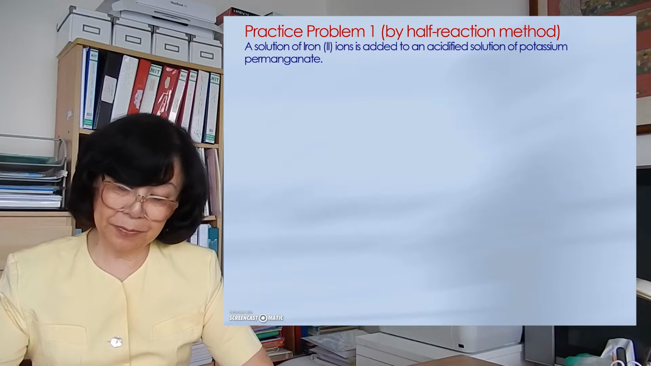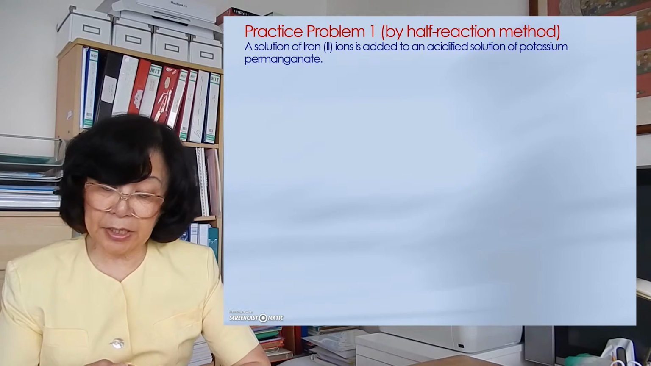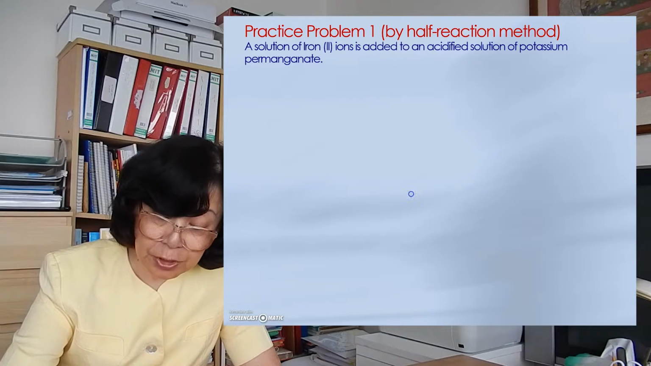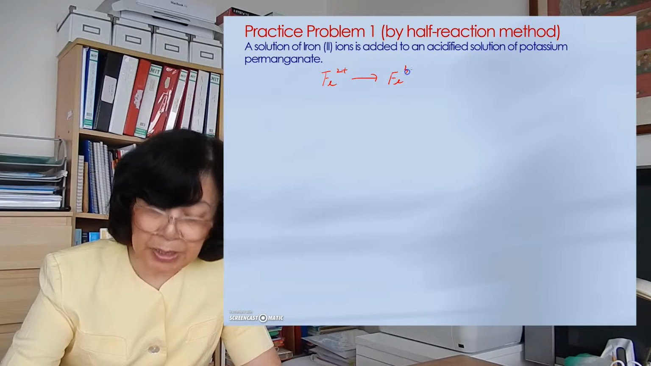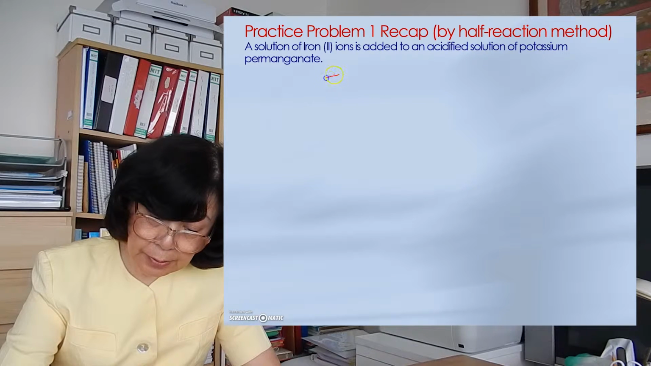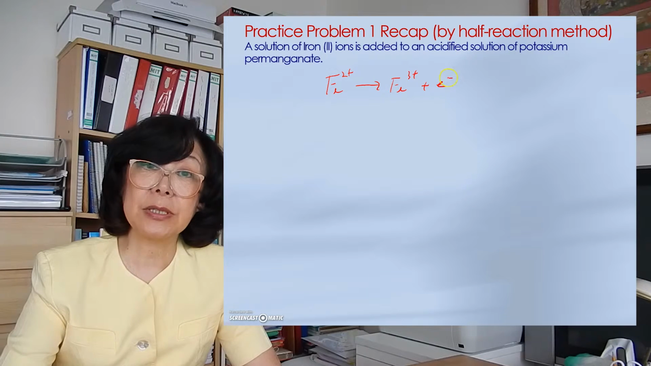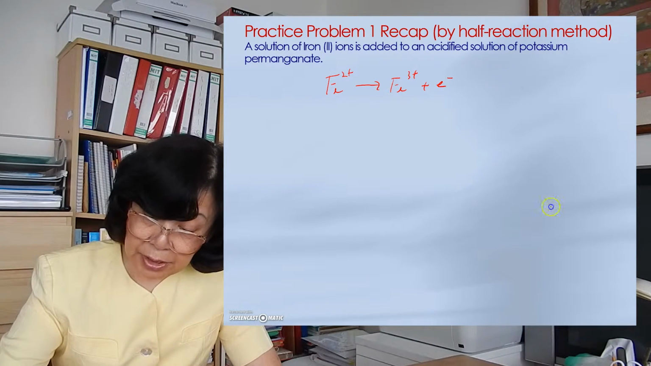Okay. The next one. Iron 2 ion added to acidified solution potassium permanganate. This time we're going to do it by half reaction method, the second method. So how do you do it? First, you put your Fe2 plus to become Fe3 plus, oxidized. Now, because the charges have to be equal, I add an electron to here so that the charges are the same on both sides of the arrow. So this is called losing electron is an oxidation.